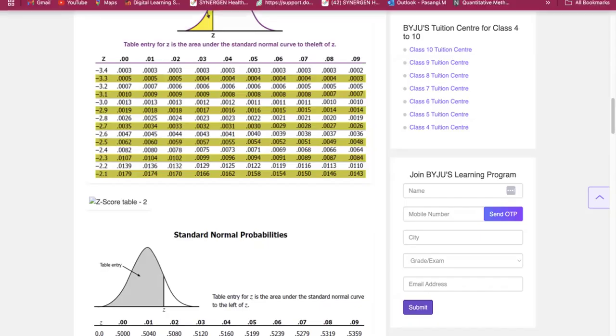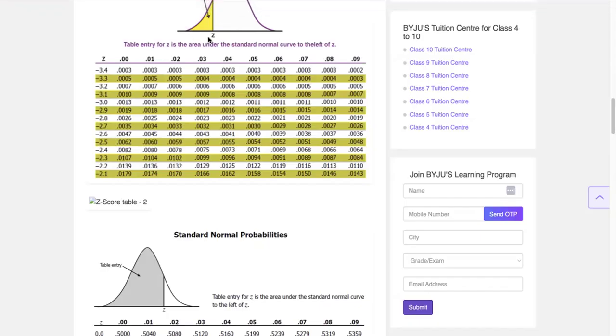Okay, so here, that's why I told you. Then the values would be 2.6 at the end, 0.0047. You can read that value from here, 0.0047, minus the value for 3.0, which is 0.0013. That is the value. This subtraction is my final answer.